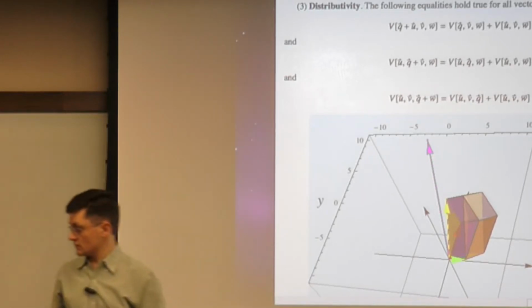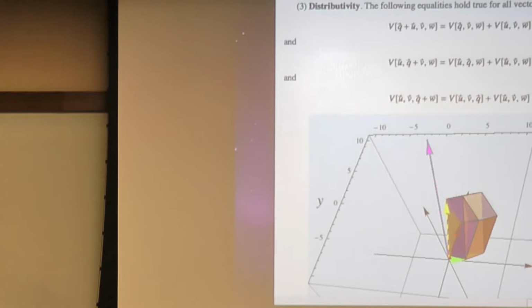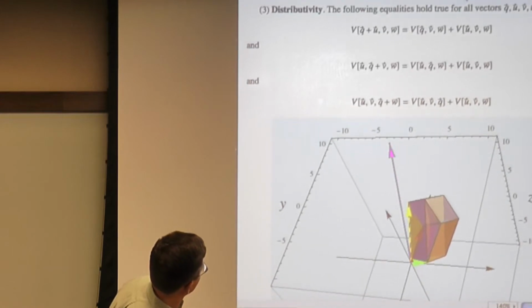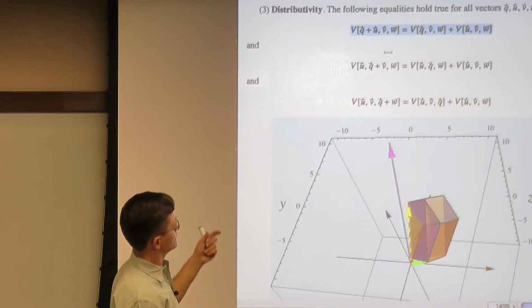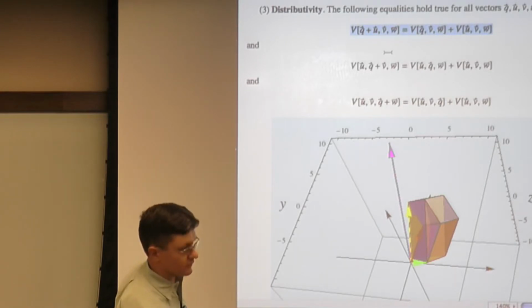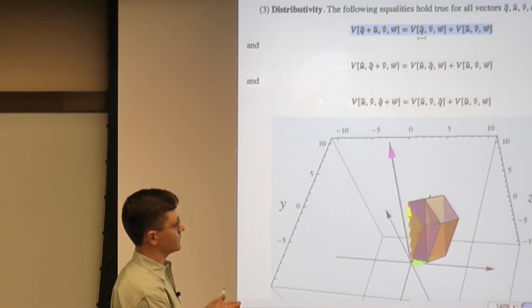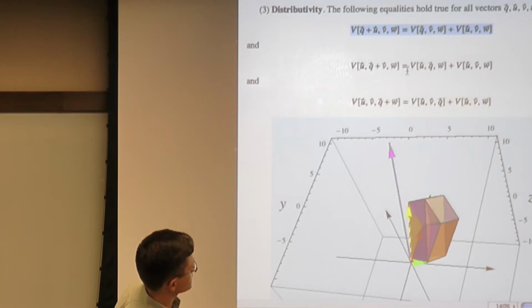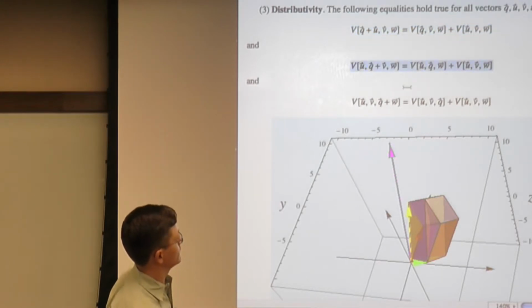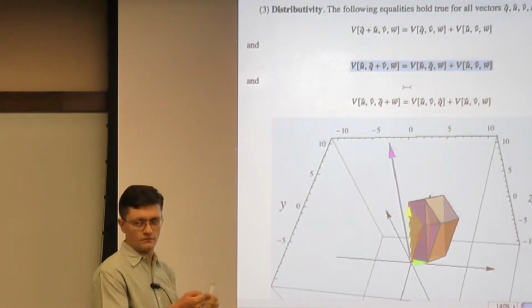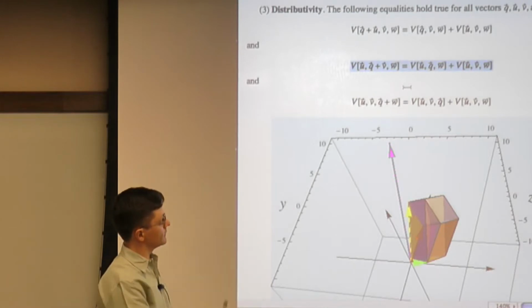So distributivity means you substitute, instead of a vector, a sum of two vectors, and then the volume is computed as the sum of two volumes. And you can do it for any of the three vectors. That's what it means now. For the first, for the second, or for the third. In any place you can consider a vector as a sum and then distribute.